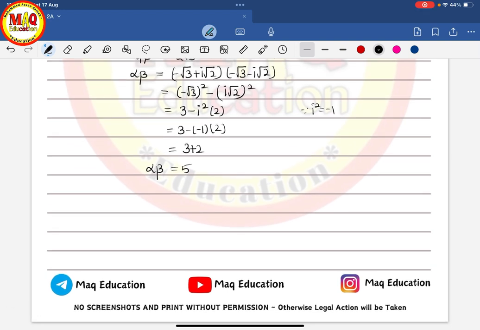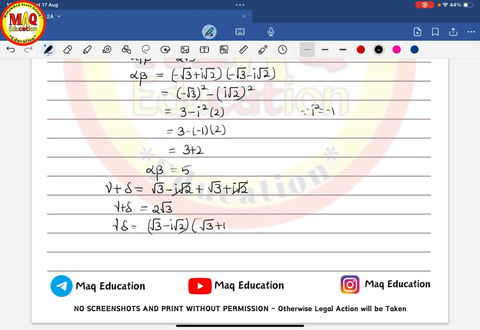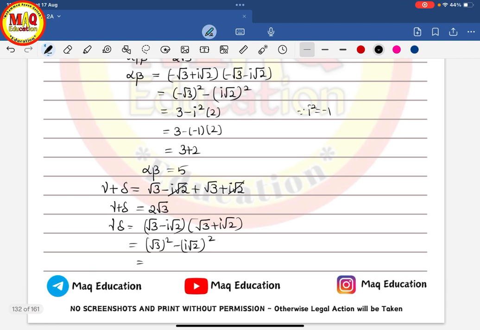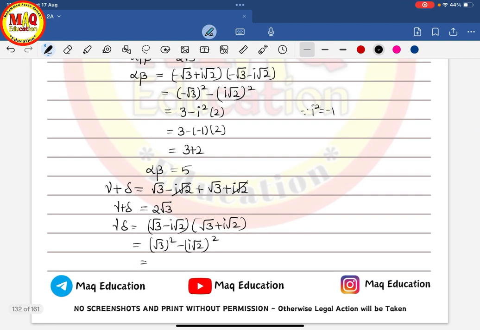Next we need to find gamma plus delta equal to gamma value is root 3 minus i root 2 plus delta value is root 3 plus i root 2. Opposite signs get cancelled. Here remains 2 root 3. This is the value of gamma plus delta. Gamma into delta equal to root 3 minus i root 2 into root 3 plus i root 2. It is of the form a plus b into a minus b, a square root 3 square minus b square is i root 2 square, which is equal to same, 3 minus of minus 2 is 3 plus 2, which is equal to 5. This is the value of gamma delta.